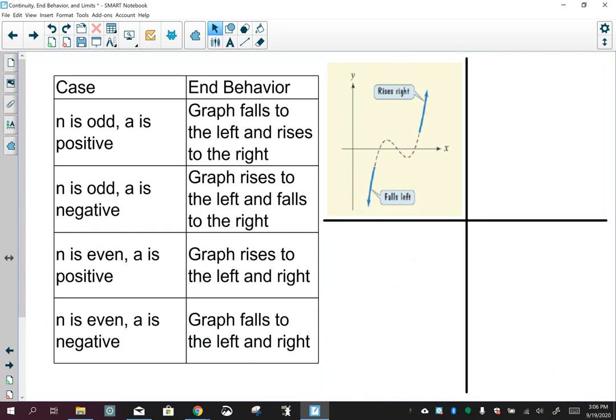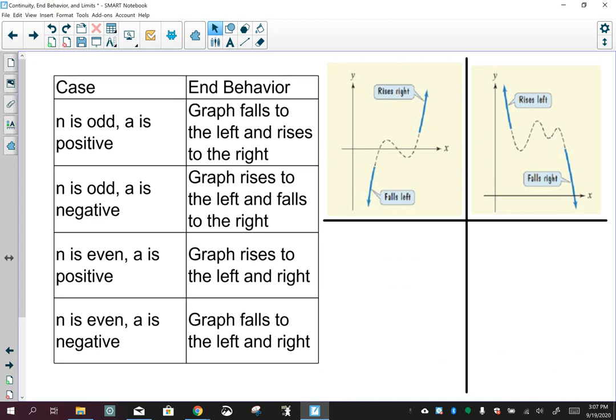If your n is odd, so your biggest exponent in your polynomial is odd, and your a is negative, then your graph will rise to the left and fall to the right. Notice I don't care about anything here in the center. I don't care what's going on there, not yet anyway. This is only dealing with end behavior. What happens after you are done on the inside and you're running off going off to infinity or whatever? That's what I'm concerned about.